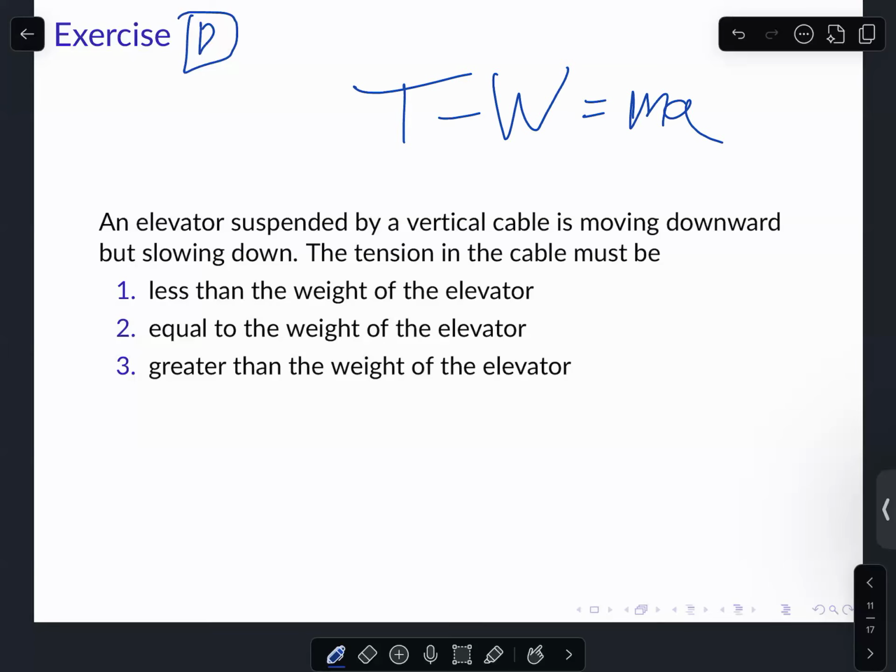Which direction is it accelerating? Wait, let me check your kinematics first. If your kinematics are bad, then that'll screw everything else up. Real fast: up, down, or 0? Question E. Based on what I've asked, is acceleration up, down, or 0?